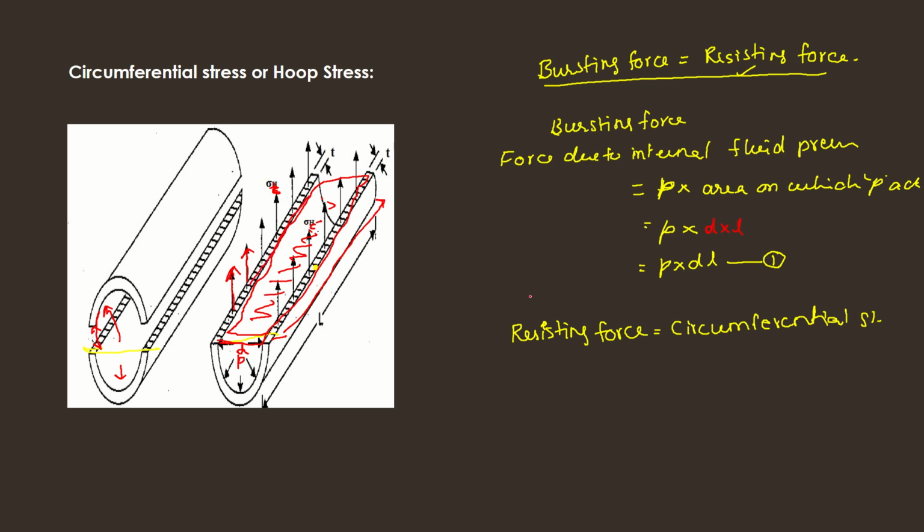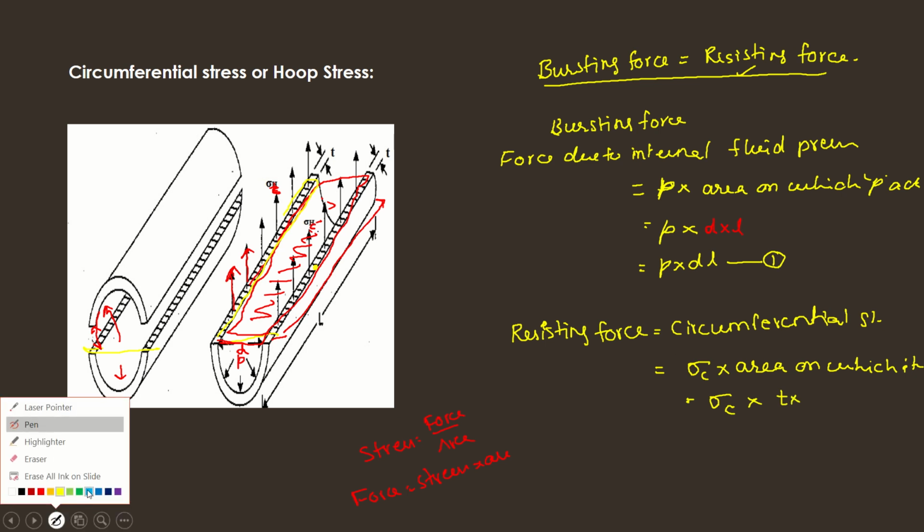How will you calculate the force now? Stress is equal to force by area mathematically, then force is equal to stress into area. So in order to calculate the resisting force, that resisting force is nothing but the circumferential stress sigma c multiplied by the area on which it acts. Force is stress into area. So sigma c, and where it is acting? In the diagram you can see this shaded portion. At this shaded portion it is acting, that is having a thickness small t along the length.